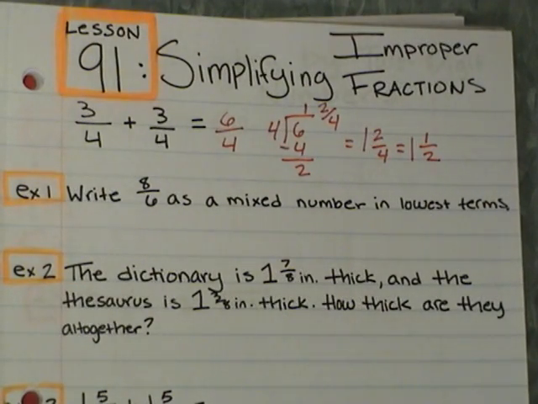So what we're doing this time is there are multiple steps. So we're going to have to reduce it twice. Sometimes we're going to add and have an improper fraction. That's what we're practicing today.